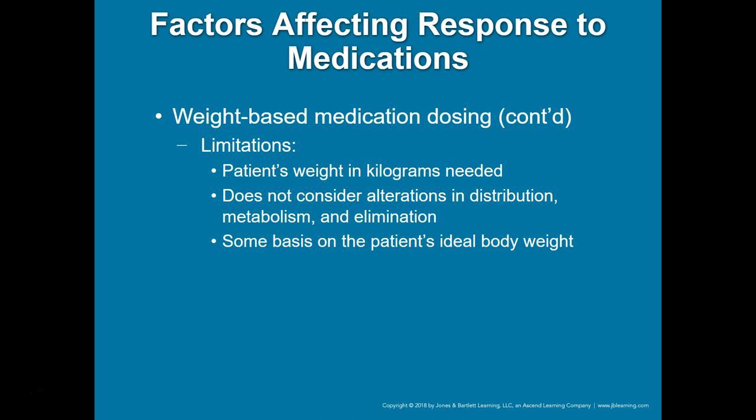Just because you are 6 foot tall and 200 pounds versus 6 foot tall and 500 pounds doesn't mean you automatically need 2.5 times more medication. If it's based on ideal body weight, you're still going to go off of that 6 foot tall, 200 pound patient.